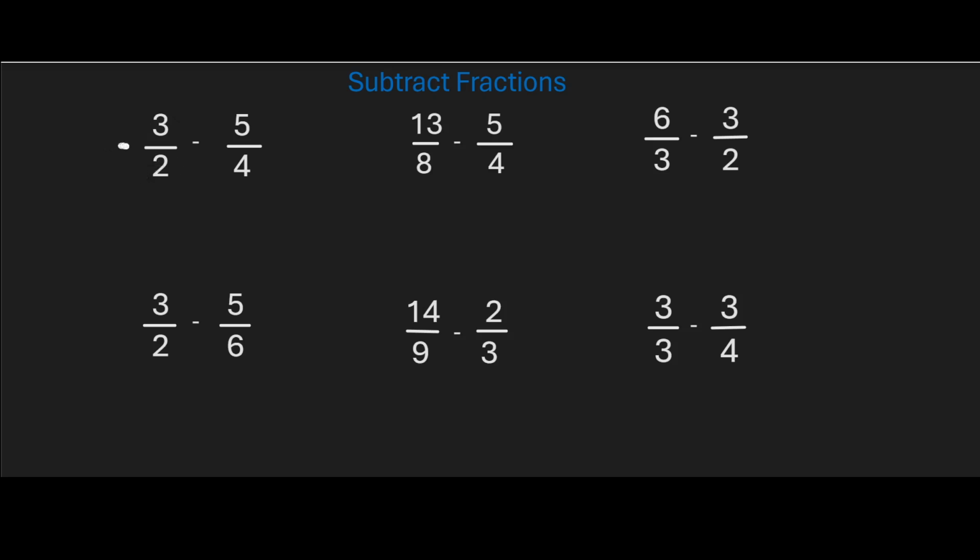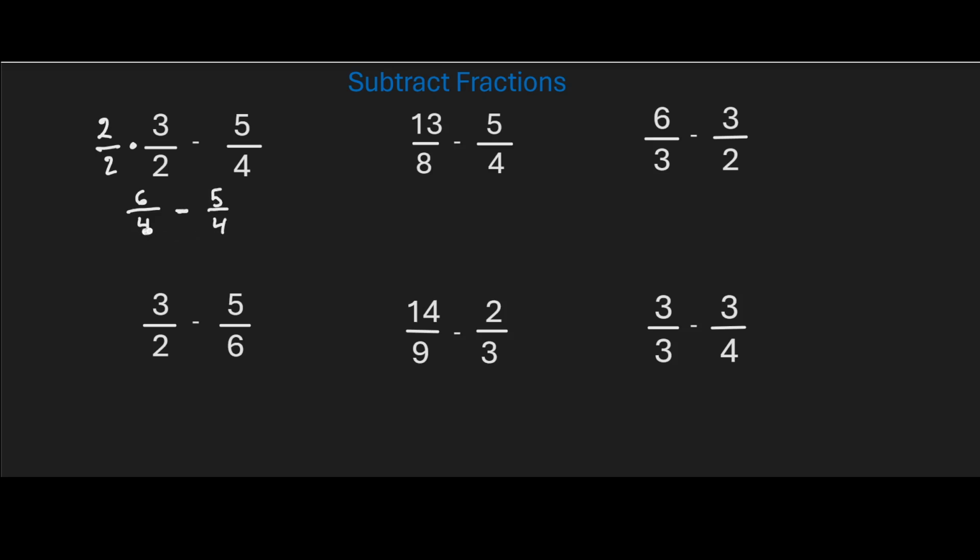For example, we have 2 and 4. You are always going to be multiplying. In this case, I'm going to be multiplying 2 times 2. 2 times 2 is going to be 4. So I also have to multiply the numerator by 2. Now multiply 2 times 3, we get 6. 2 times 2 is 4. And then this will be minus 5 over 4.